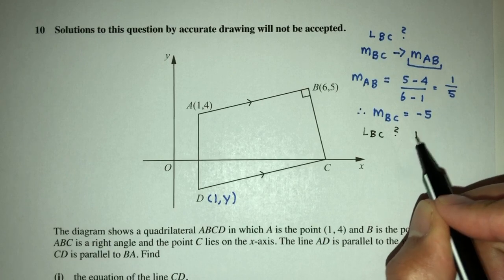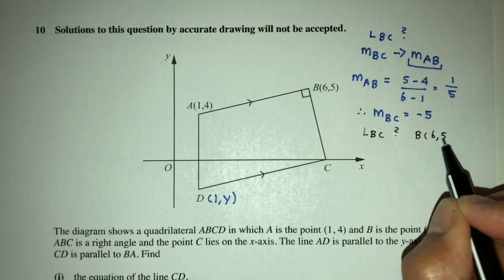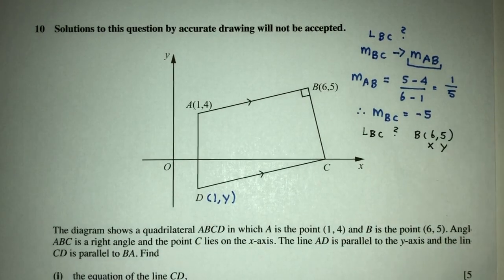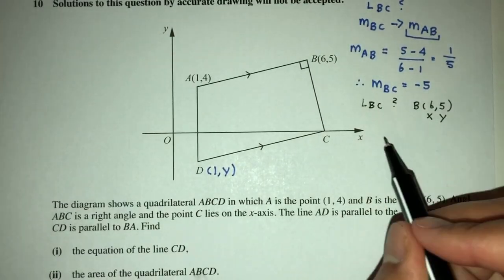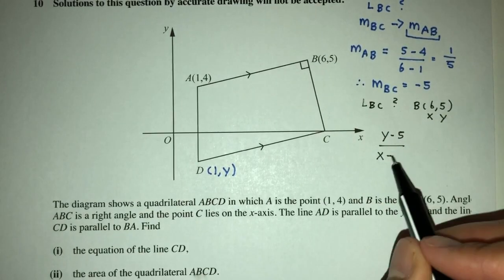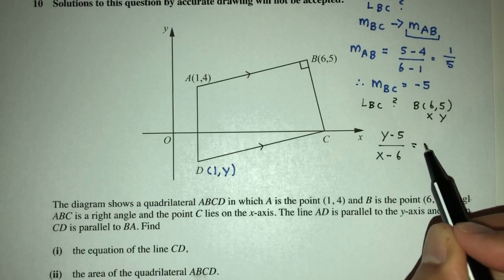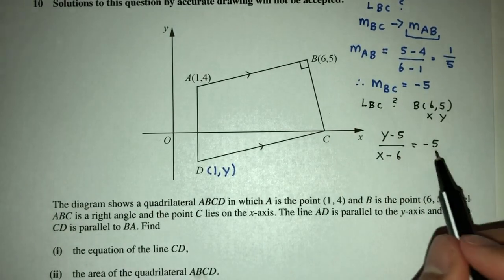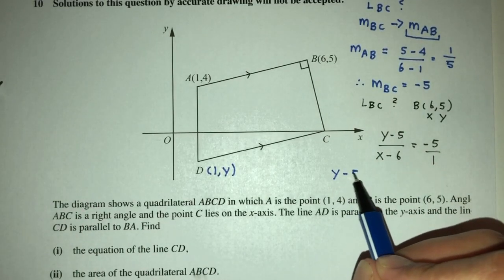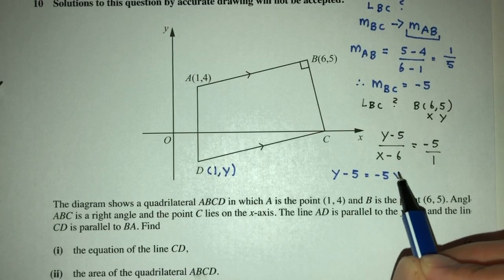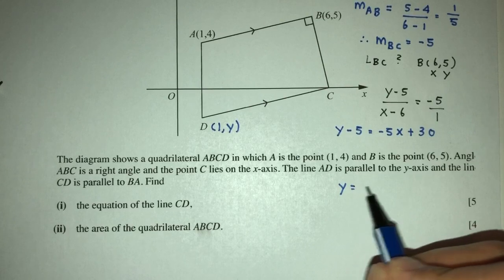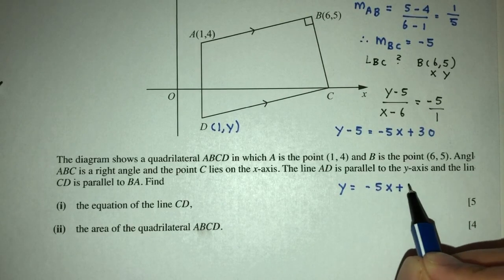we have a passing point B, which is 6, 5. This is the x and y value, as we all know, right? So to find the equation, we have to do y minus its corresponding value over x minus its corresponding value equal to the gradient of line BC, which is minus 5. Then we just have to cross multiply. You will have y minus 5 equal to minus 5x plus 30. Now simplify to what? y is equal to minus 5x plus 35.